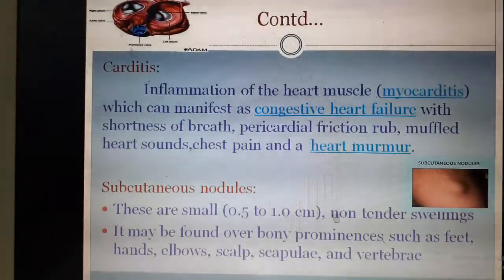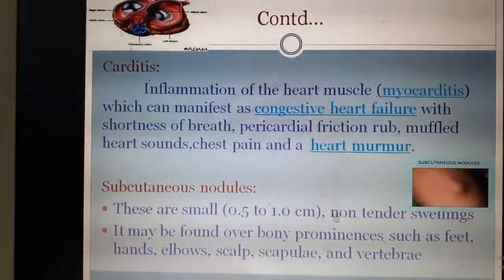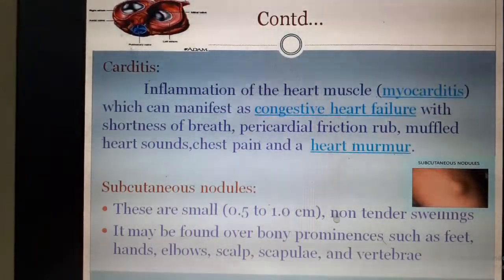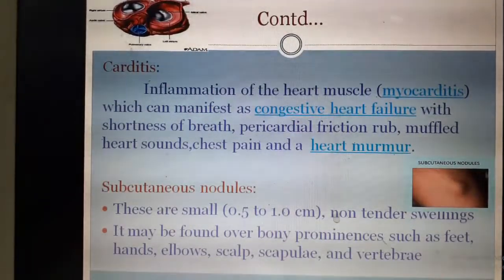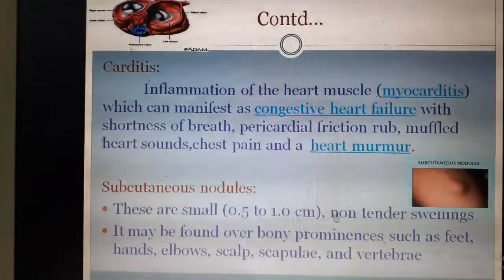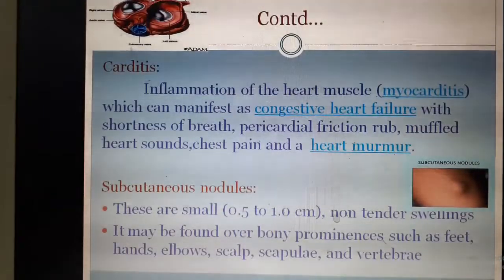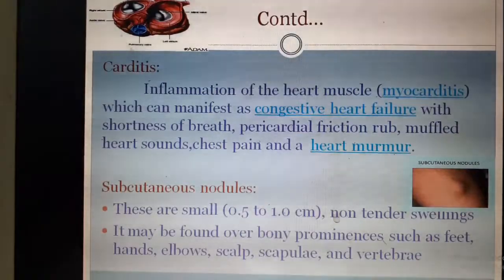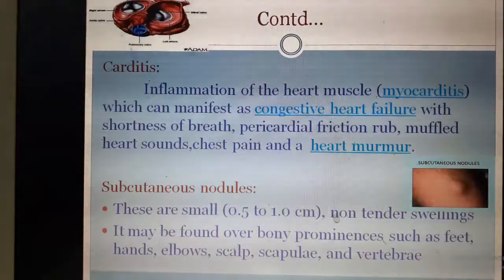They can have a pericardial friction rub, which is an abnormal heart sound. As fluid accumulates in the pericardium, as the heart contracts and relaxes, it is not able to adequately relax, therefore it results in that friction rub. There are also muffled heart sounds, where the heart sounds will not be clearly heard, chest pain and a heart murmur. A murmur is a swishing sound that is heard when there is any valve damage or problem, or congenital heart defects. The next one is subcutaneous nodules.